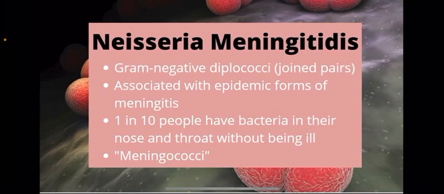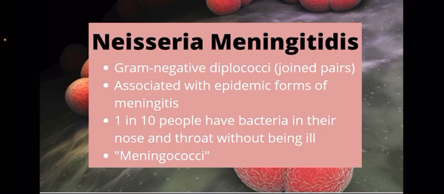So Neisseria meningitidis is identified as a gram-negative diplococci. These are often round cells that occur as joint pairs, and they're often referred to, as will be in the presentation, as meningococcus. So meningococcus accounts for the most serious form of acute meningitis. In total, we're looking at about 15 to 20% of all cases.